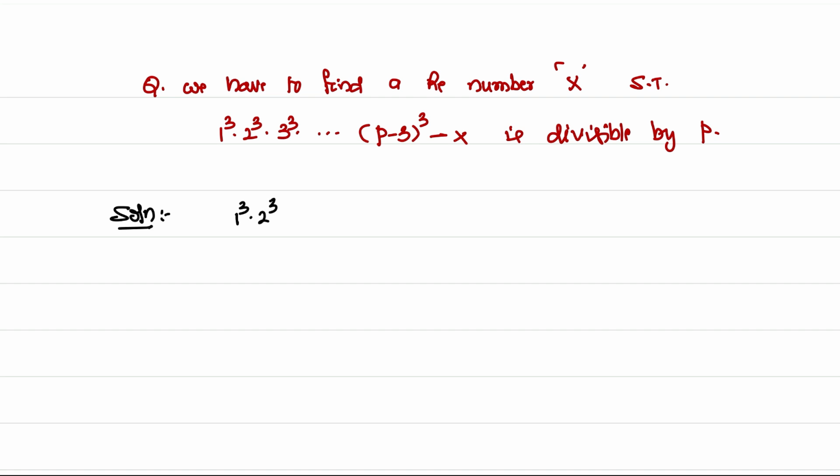1 cube into 2 cube into 3 cube up to p minus 3 whole cube, minus x, is equivalent to 0 mod p. Do you agree? Because minus x is divisible by p means the remainder is 0. This is the equation. We have to solve this equation.